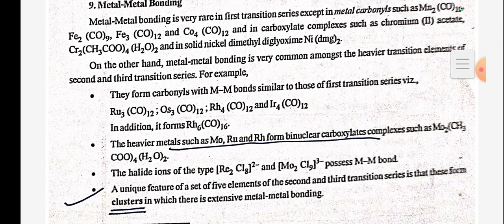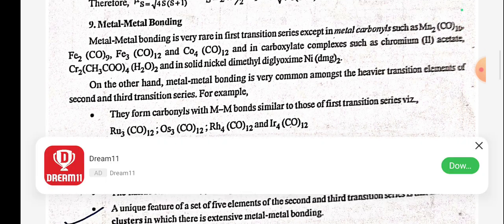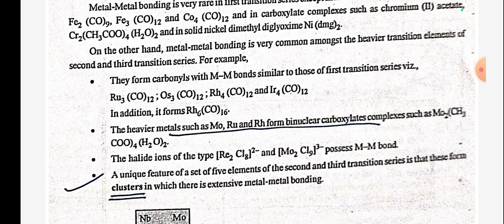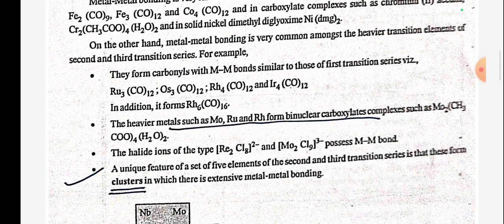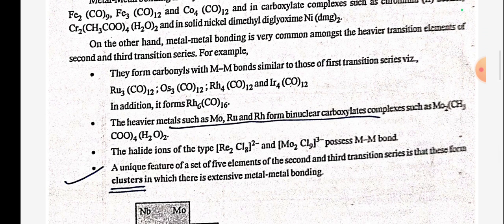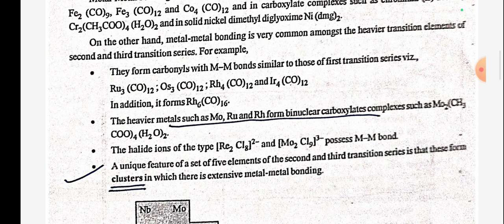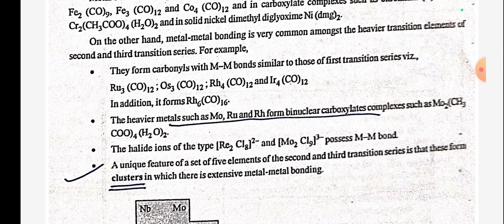Metal-metal bonding. Metal-metal bonding is very rare in the first transition series except in metal carbonyls: Mn2(CO)10, Fe2(CO)9, Fe3(CO)12, Co4(CO)12, in carboxylate complexes such as chromium acetate, [Cr2(CH3COO)4(H2O)2], and in solid nickel dimethylglyoximate, Ni(DMG)2.